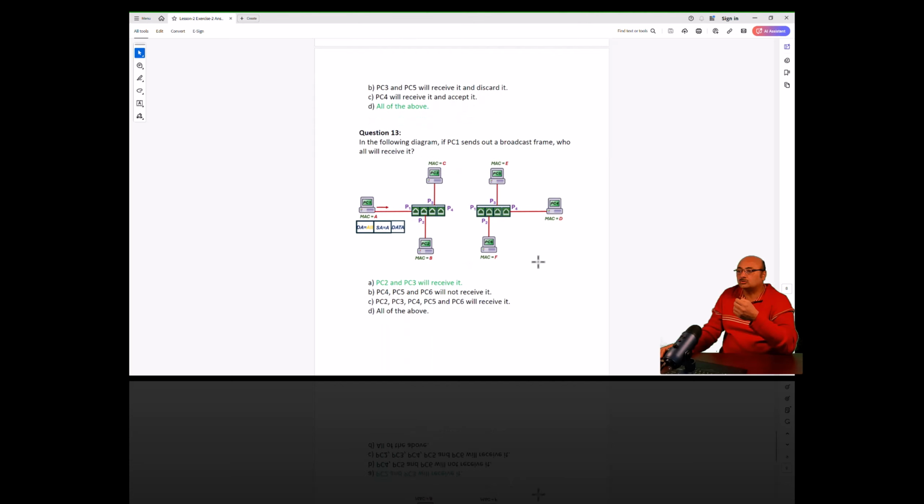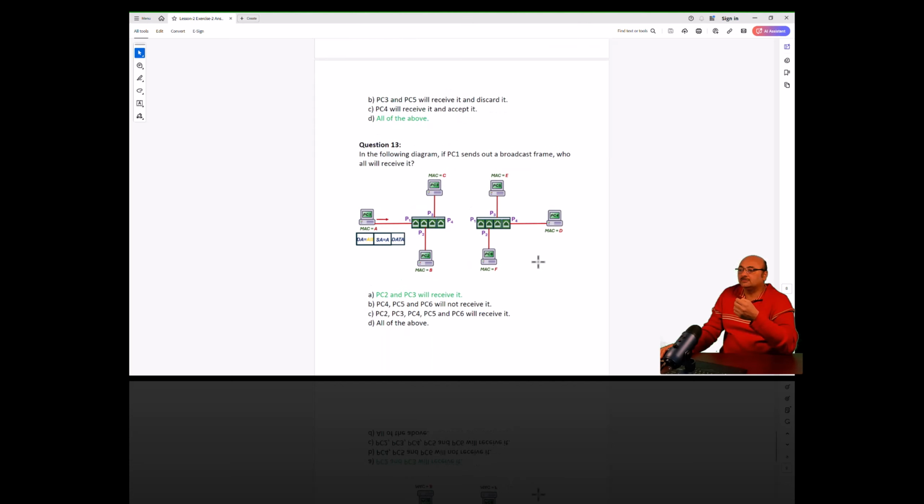Okay, moving on to question number 13. In the following diagram, if PC1 sends out a broadcast frame, who all will receive? Again, if you see, the same concept is being ground down and passed in different ways, so that in one way or the other, wherever there is doubt, it gets crystallized and clear with you. The concept needs to be solid here, right?